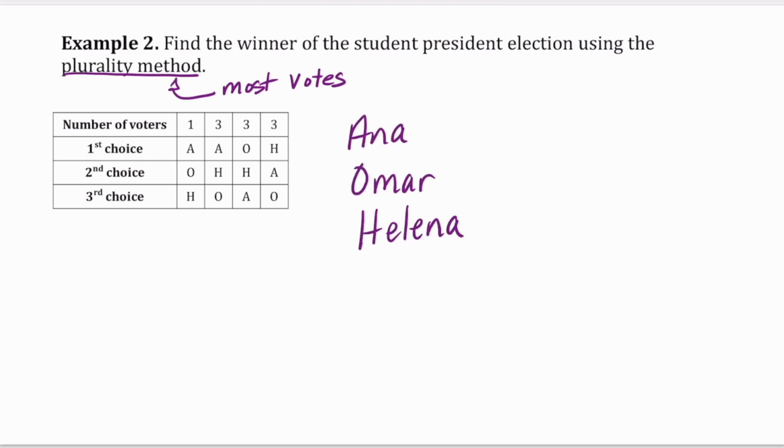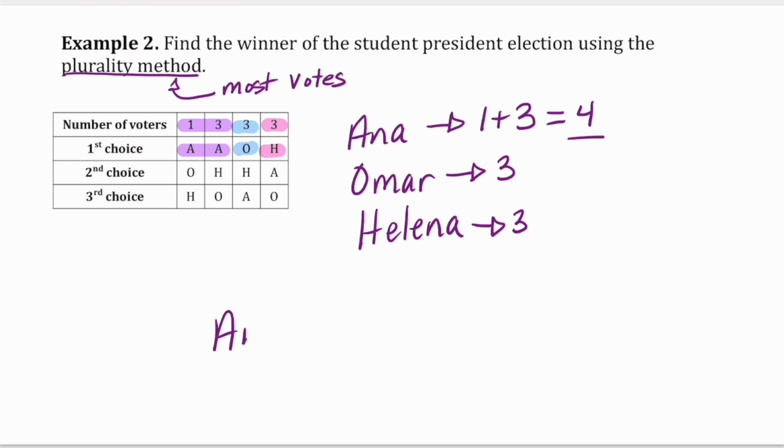Looking at first choice only for plurality, we'll see that Anna shows up in the first choice section twice. We can take the sum of those 2 occurrences to find that Anna got a total of 4 first place votes. Omar only appears once for 3 first place votes, and then Helena appears once for 3 first place votes. Looking at what we have, Anna has 4, the others have 3, so Anna wins the election via the plurality method.